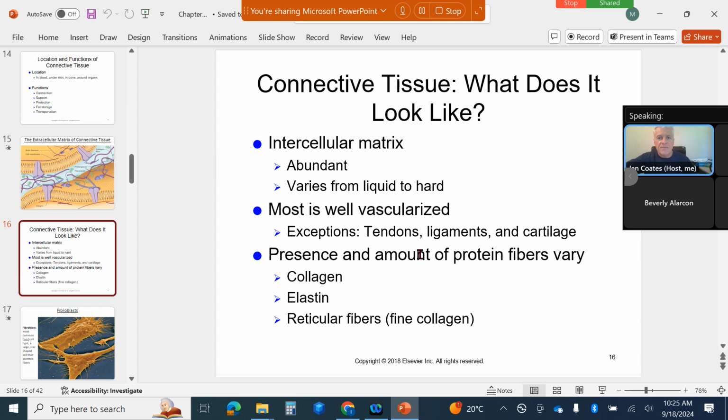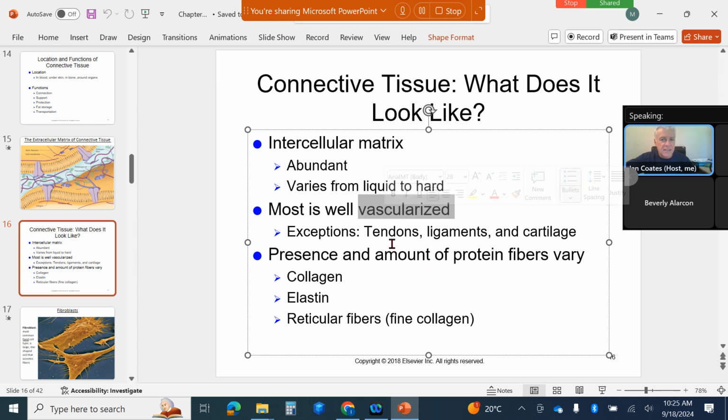What does it look like? The extracellular matrix is very abundant, and varies from liquid to hard. Most is well vascularized. The exceptions are tendons, ligaments, and cartilage. The whole idea there, which is easier to repair, bone or cartilage? If you break a bone or you rip cartilage, well, the cartilage is very avascular. It doesn't get a lot of blood supply. So if you rip cartilage, it takes a heck of a lot longer to fix than if you break a bone. Crazy enough, eh?